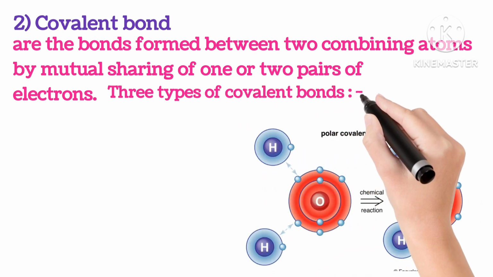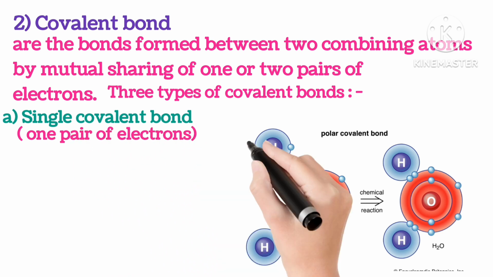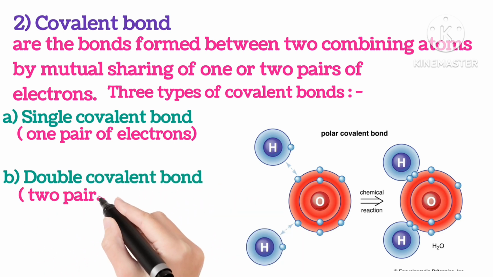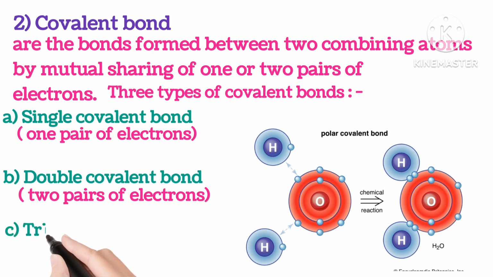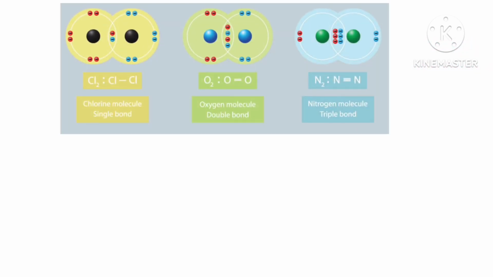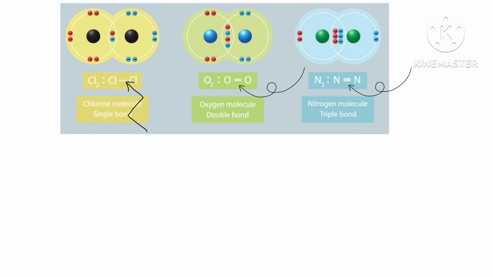There are three types of covalent bonds. Single covalent bonds, where one pair of electrons is shared. Double covalent bond, where two pairs of electrons are shared. Triple covalent bonds, where three pairs of electrons are shared. So you can see in the picture the chlorine atom has one pair of electrons shared, so one bond. Oxygen atoms, two pairs of electrons shared, so two bonds. And nitrogen atom, three pairs of electrons are shared, so three bonds or triple bond.